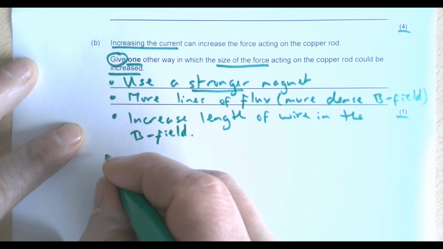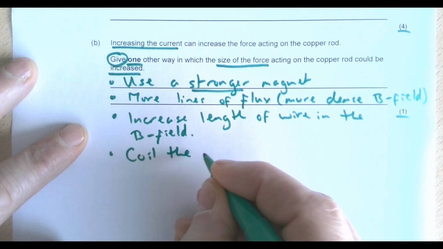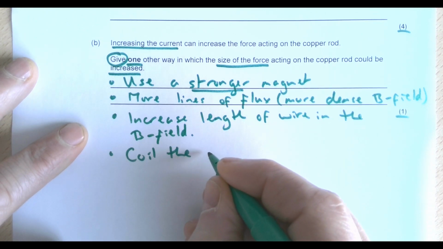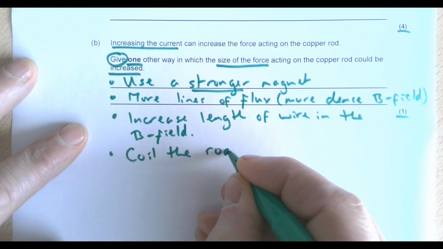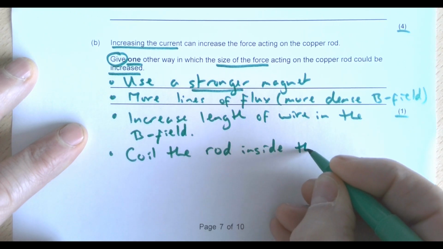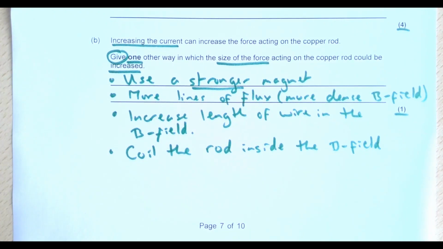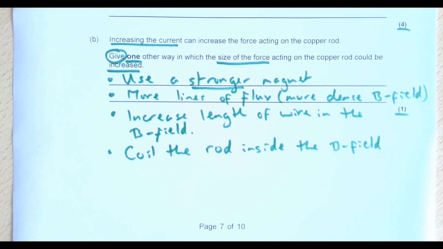It's got to be inside that magnetic field to experience the force. And what's the easiest way of doing that? The easiest way is to coil the rod inside the B field. That way every individual coil would experience that force. Okay, hope that's useful.